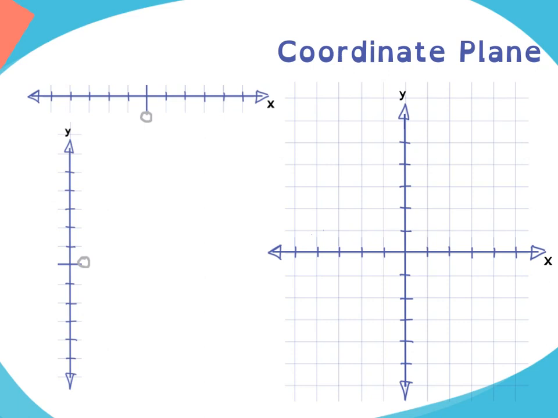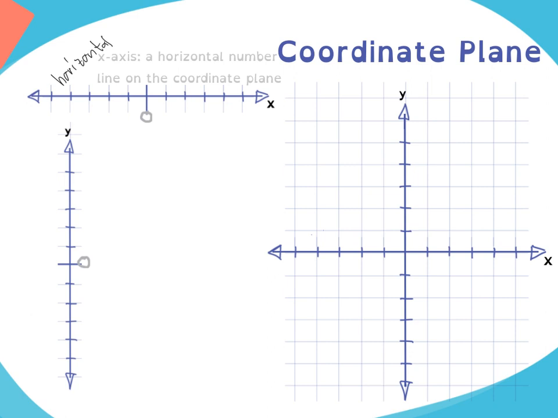Today, we're going to look at some 6th grade math. First, we're going to start with number lines. Well, this number line, labeled with an X, goes left to right. A left to right number line is called a horizontal number line.